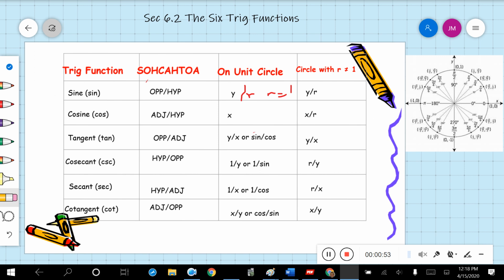Okay, then we had cosine. So cosine, if we look across here, according to SOHCAHTOA, is adjacent over hypotenuse. On the unit circle, it's the x value. If it's not on the unit circle, it's the x over the radius.